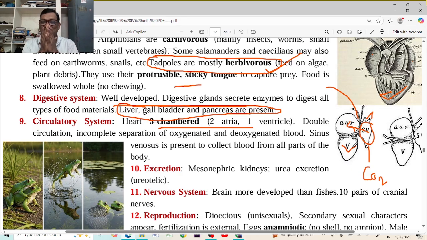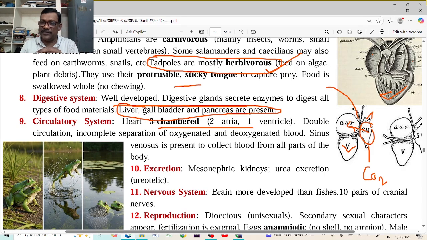But there is a question: if the mixed blood is transported to all parts of the body, can it meet the demand for oxygen? Is this oxygen enough to run the metabolic activities, to liberate ATP energy from glucose, for cellular respiration? But you can see the sinus venosus collects blood from all parts of the body, and that includes the skin. Actually, skin respiration is the main important respiratory organ in this animal. That's why the blood coming from the skin is mostly oxygenated.